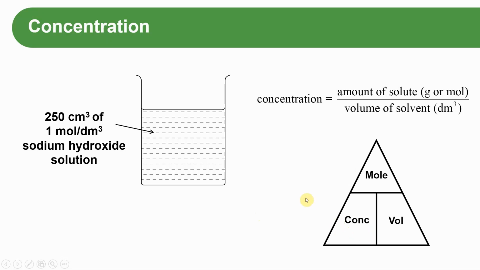Next we have an example. Here, 250 cm cube of 1 mole per dm cube sodium hydroxide solution. Now, 1 mole per dm cube doesn't mean that in this solution there's 1 mole of sodium hydroxide, because we need to calculate, since there's only 250 cm cube. To find the number of mole of solute present, we take concentration times volume. We have to change the volume to dm cube by dividing by 1000, and then we times 1, and we get 0.25 mole of solute.